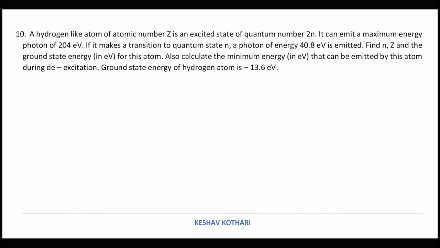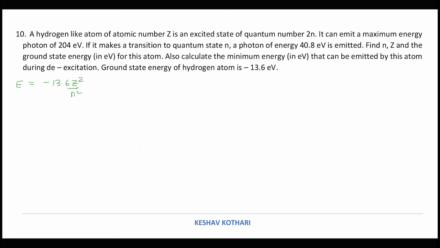Also calculate the minimum energy that can be emitted by this atom during de-excitation. The ground state energy for the hydrogen atom is minus 13.6 electron volt. So now for this problem, energy for an orbit of a hydrogen-like atom can be written as E equal to minus 13.6 Z square by n square.